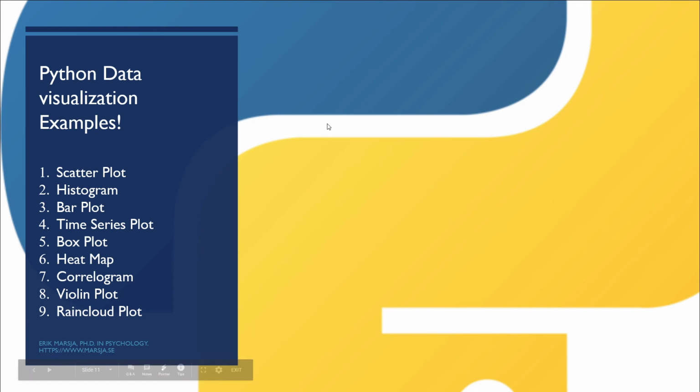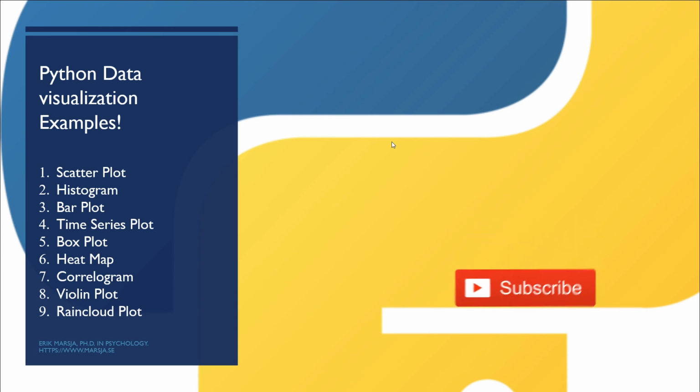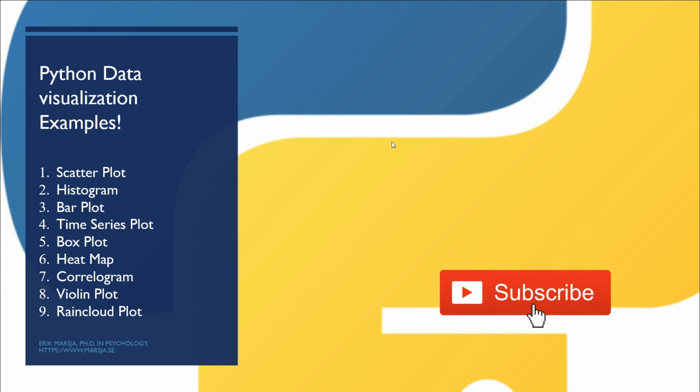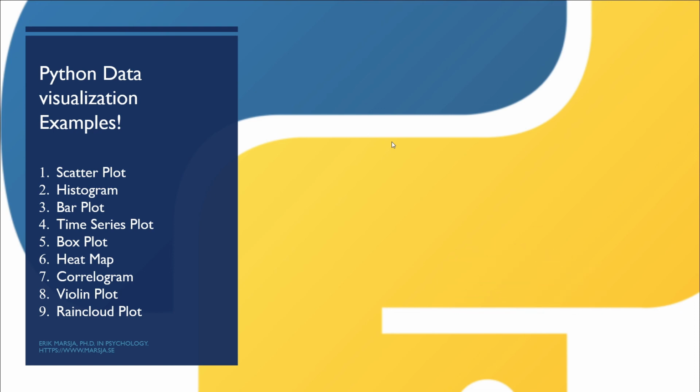Okay, that was it. In this post, you have learned 9 Python data visualization examples. First, you have learned how to create a scatter plot, then a histogram, bar plot, time series plot, box plot, heat map, correlogram, violin plot, and raincloud plots.